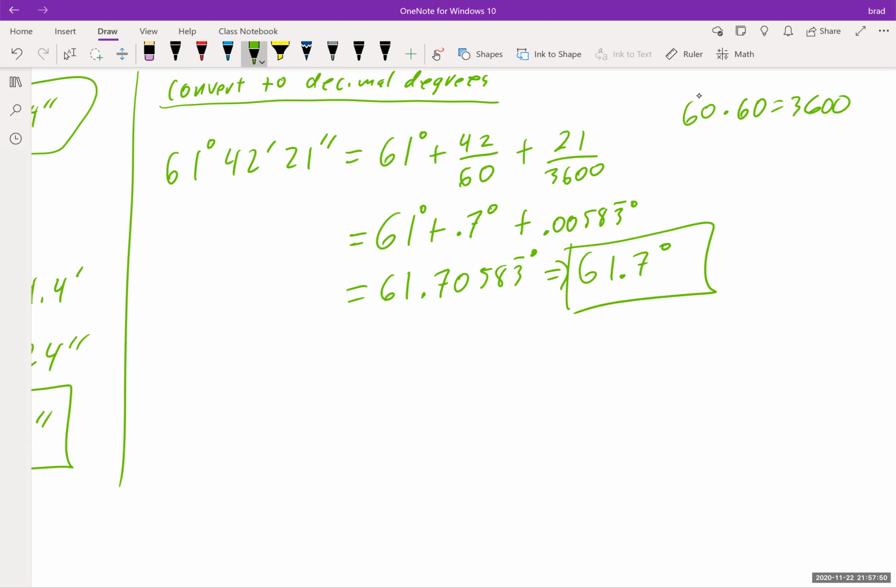And that's how you can take minutes and seconds and turn it into decimals. All you do, you divide the minutes by 60 and you divide the seconds by 3,600. And then you add up the decimals you have left, which in this case would be this and this, and that gives us our value, okay?